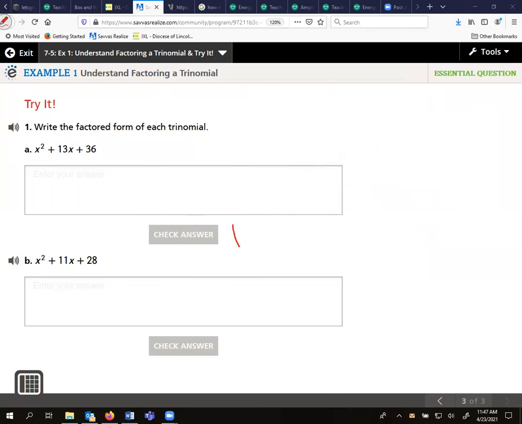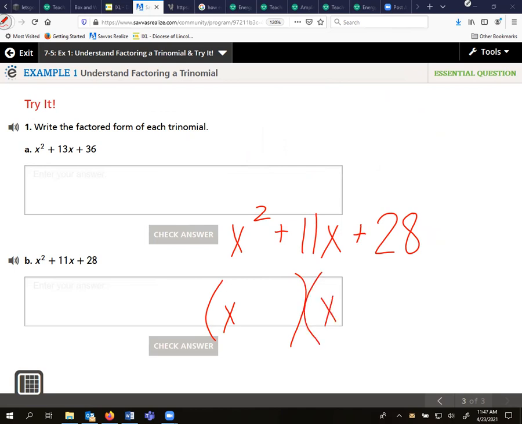It is x squared plus 11x plus 28. Find two numbers that multiply to be 28, but add up to be 11. Multiply to be 28, add to be 11.